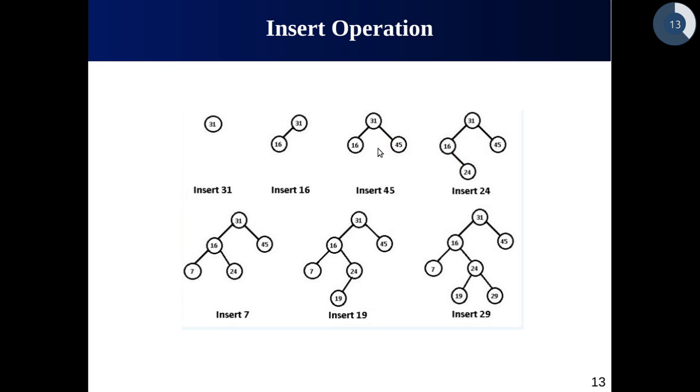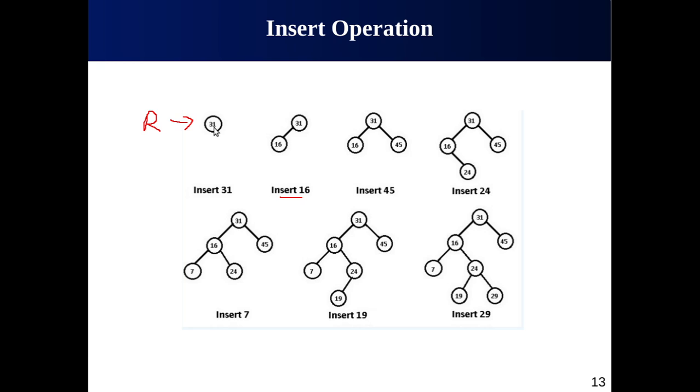Let us see another example of insertion. Suppose we started from an empty tree. The first node that you want to insert in this case will become the root node. So if you insert 31, it will be the root node of the binary search tree. Next, you are asked to insert 16 in this one node binary search tree.